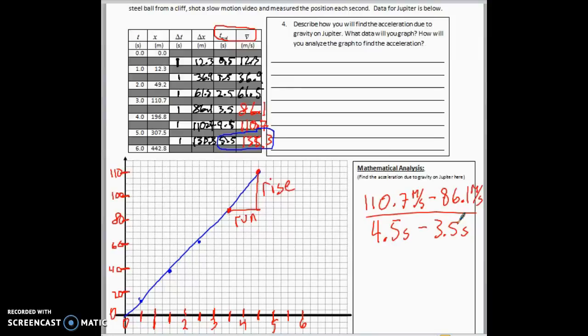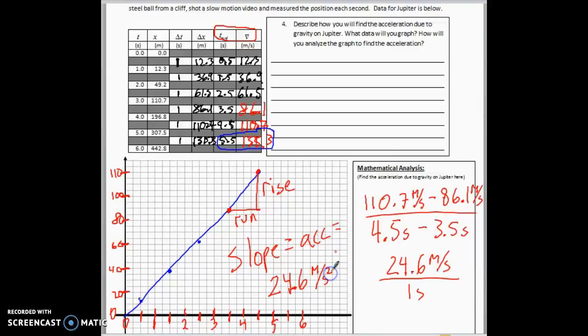110.7 minus 86.1 is 24.6 meters per second. Divided by 4.5 minus 3.5 is 1 second. Okay, 24.6 divided by 1 is, of course, 24.6. So the slope, which is the same as the acceleration, is equal to 24.6 meters per second each second, meters per second squared. Our acceleration due to gravity on this planet is therefore 24.6 meters per second squared.